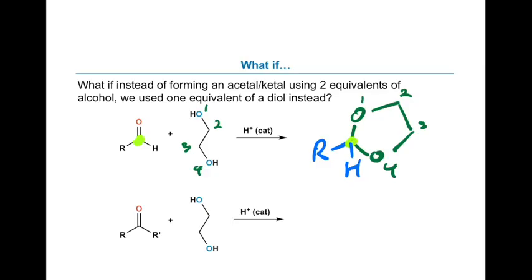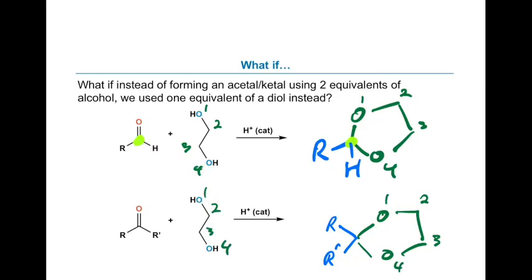On the bottom, same thing. A cyclic ketal would just be 2 R groups, R prime, attaching to oxygen, oxygen here, where again 1, 2, 3, 4 is 1, 2, 3, 4, and the 5th center is the carbonyl center. So this is really convenient. What this allows me to do is take one molecule and one molecule and fuse the 2 together. The mechanism is the same.